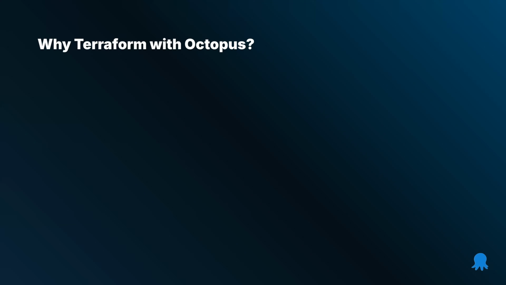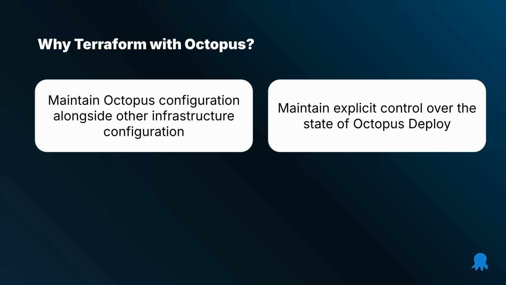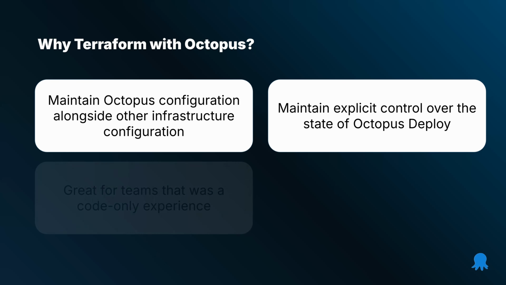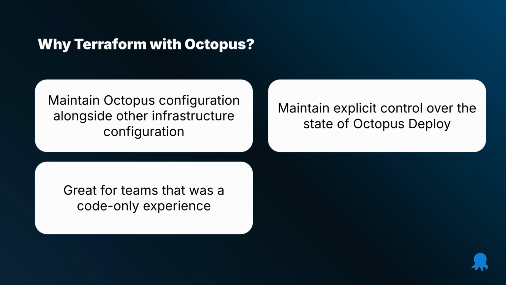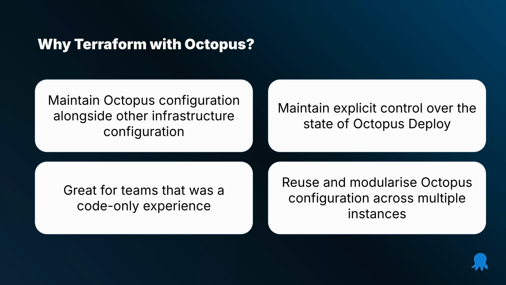We feel that using Terraform with Octopus Deploy is particularly valuable when you need to maintain Octopus configuration alongside your other infrastructure configuration, or when you want explicit control over the state of Octopus Deploy, something that Terraform is amazing at achieving. It's also great for teams that prefer a code-only experience for managing their Octopus instances, or when you need to reuse and modularize Octopus configuration to reuse across multiple instances you might have.